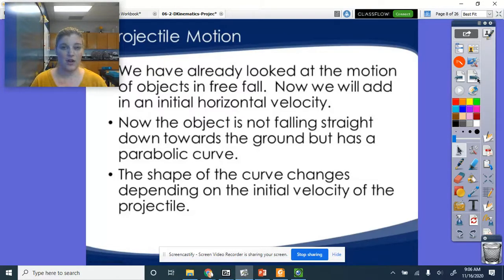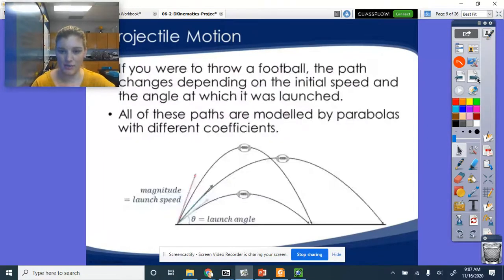So, now all that we're doing when we're throwing something through the air, we already know how it's falling. We just have to know how far it's going horizontally. And obviously, it's not going to fall straight down. There's an arc to it, which is why it's a parabola. But we can still calculate all the different parts that we need. And the shape of that curve is actually going to change depending on the initial velocity of the projectile.